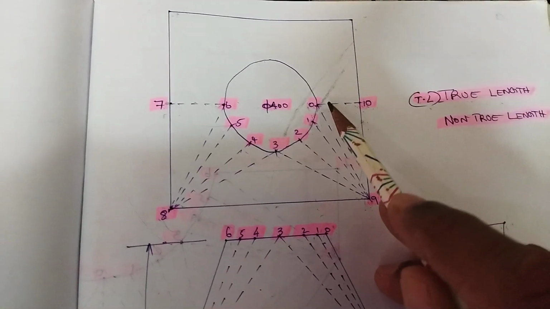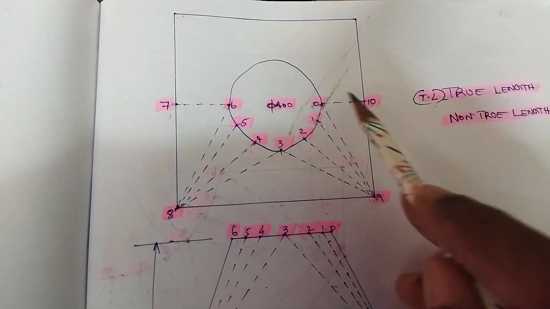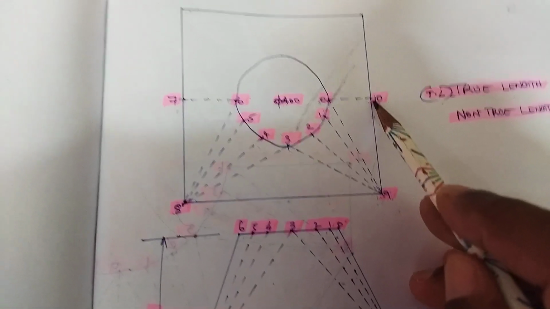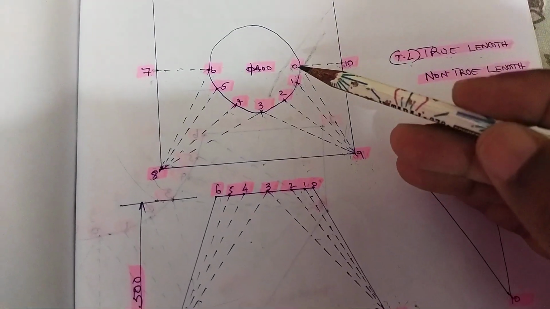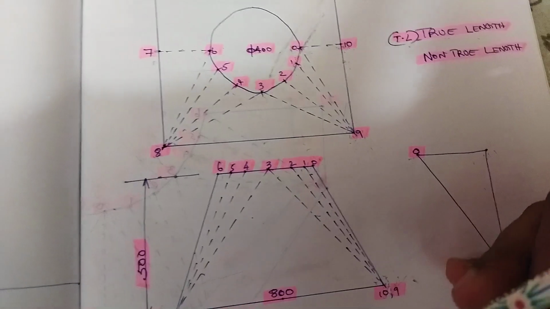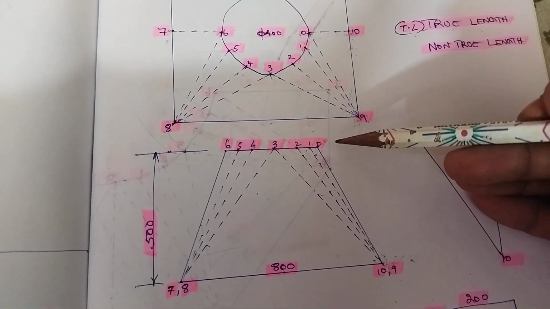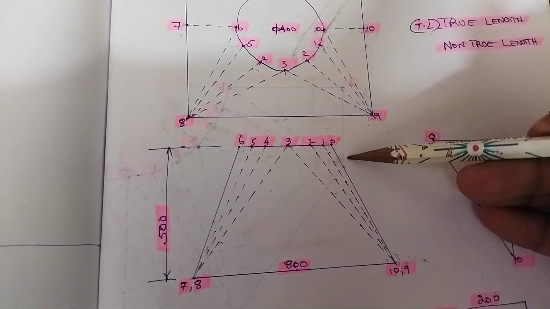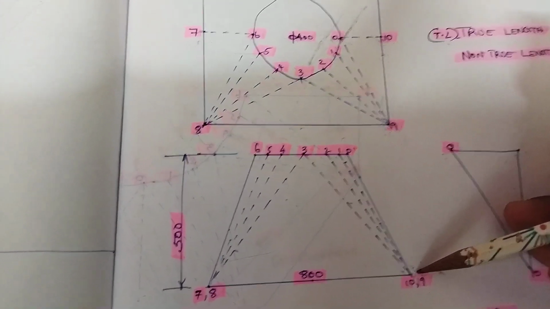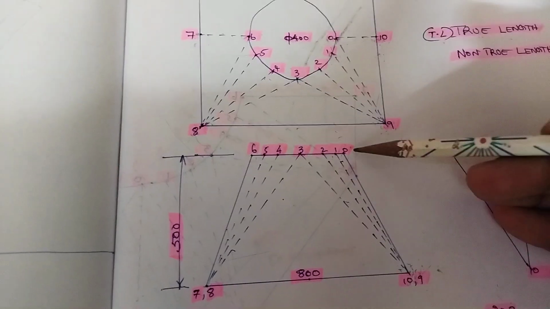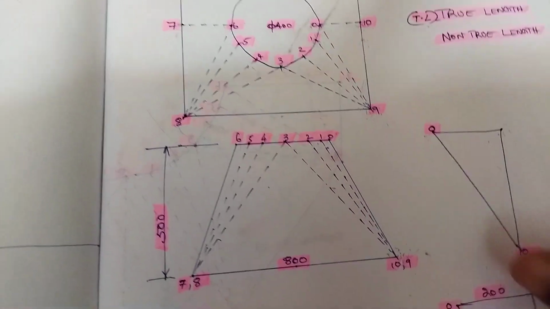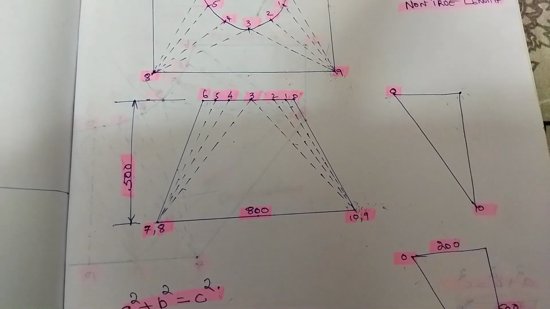So, for finding out the true length of 0 to 10, what do we have to do? What is the true length? This will be the true length. Because when we look from the front view, our eyes reach the 0 to 10 line in a really perpendicular way. So it is the true length. Then how will we calculate its measurement, 0 to 10?